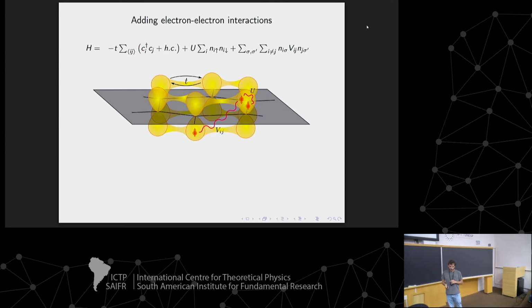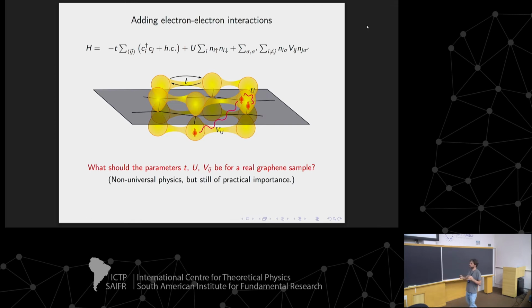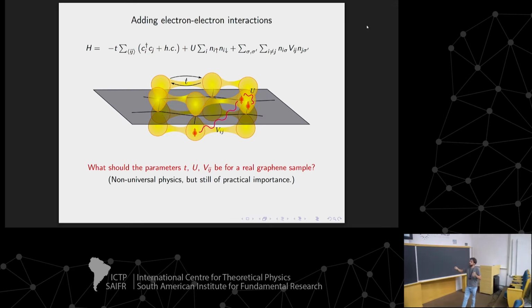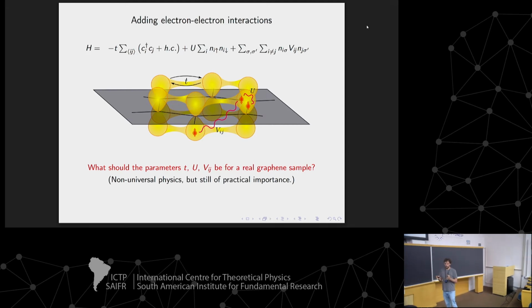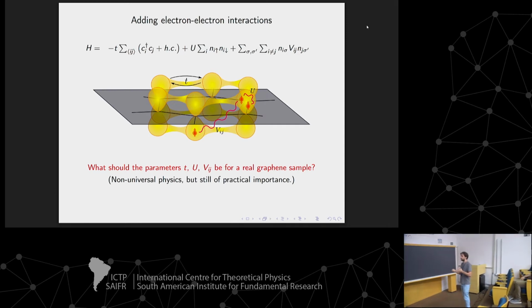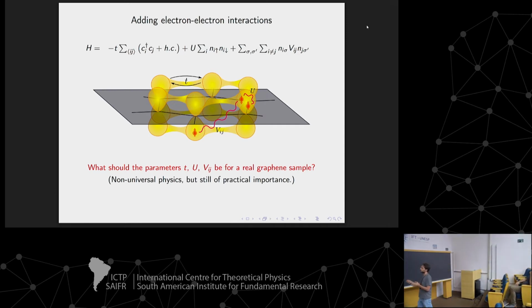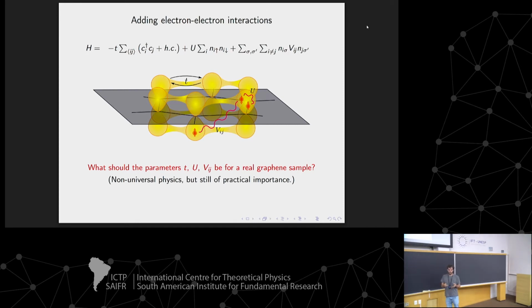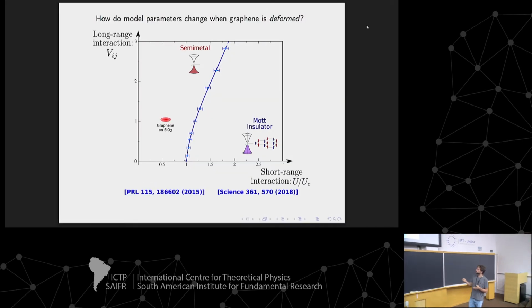Right. The question now is, what are the values of these t, U, V_ij parameters in a real graphene sample? You may argue, okay, this is non-universal physics, and indeed, it is a non-universal physics kind of question, but nevertheless, it's a question that is important in practice. Let me try to motivate that.